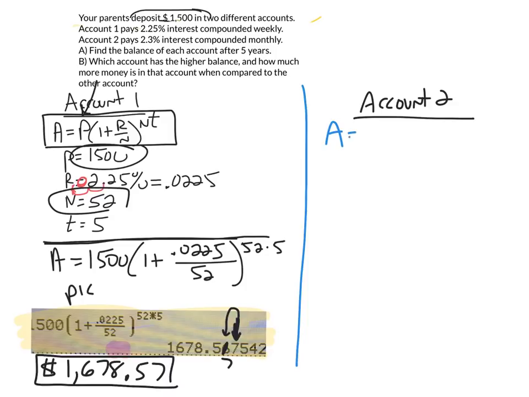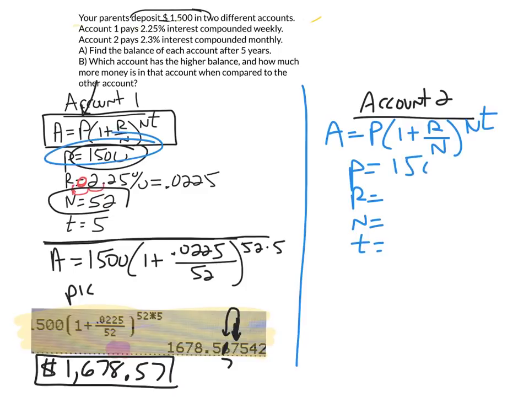I'll write out the interest formula. A equals P(1 + r/n)^(nt). I'll write out my variables, P, R, N, and T. Remember, the principal for both accounts is $1,500. Here it says for account 2 pays 2.3% interest. So if I move the decimal point 2 places to the left, that's going to be 0.023. So that's our rate.